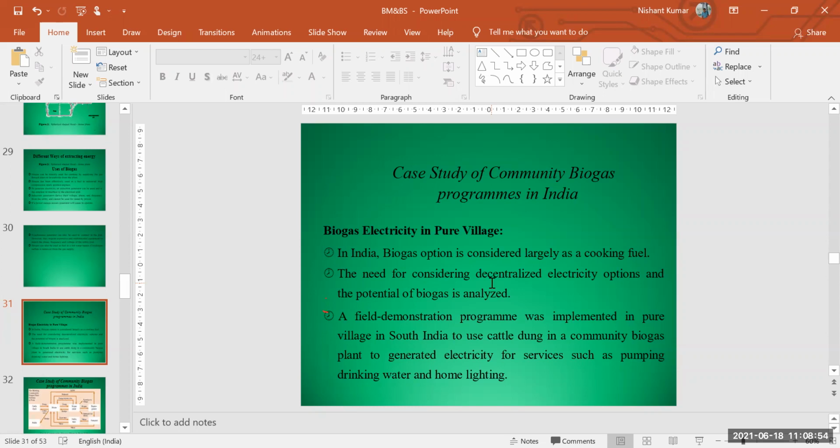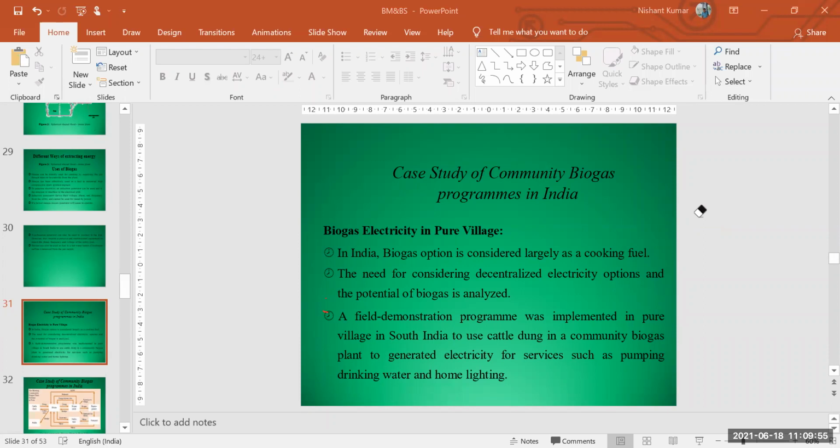Now, in India, biogas is considered largely as a cooking fuel. The need for considering decentralized electricity options and the potential of biogas is analyzed. A field demonstration program was implemented in a pura village in South India. I know one pura village in Varanasi too, but the same name village is also there in South India.